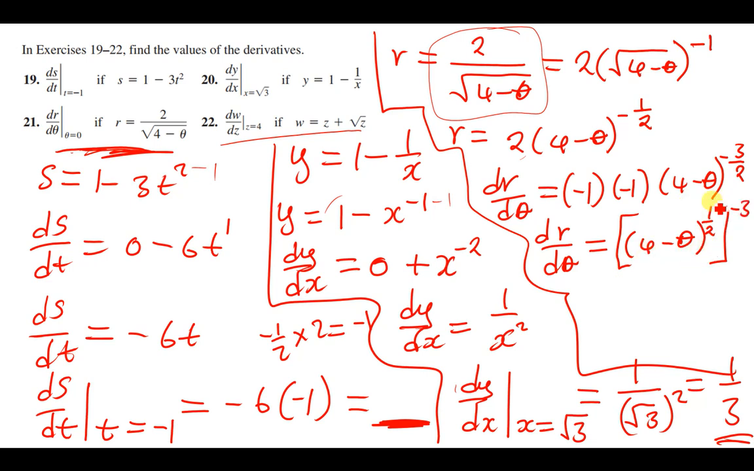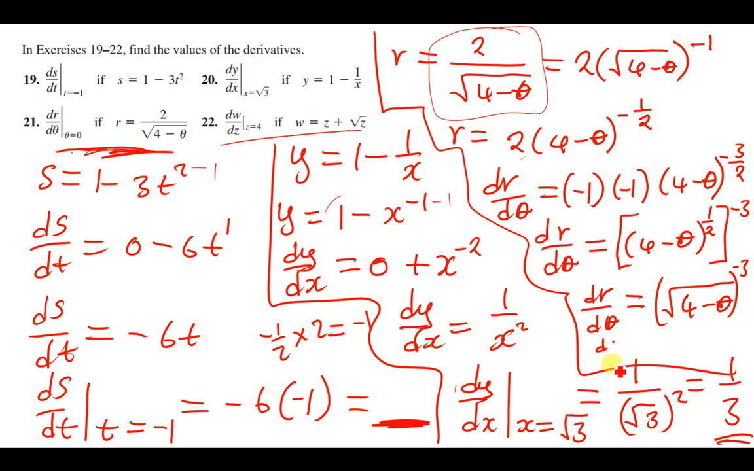So anything raised to the power half is just the same as the square root of that thing. So we have r d theta equal to this raised to the power half, which is the same as the square root of what? The same thing, which is just 4 minus theta. And then we raise this to the power negative 3. If you use the quotient rule, you still get the same answer as what I've gotten here.